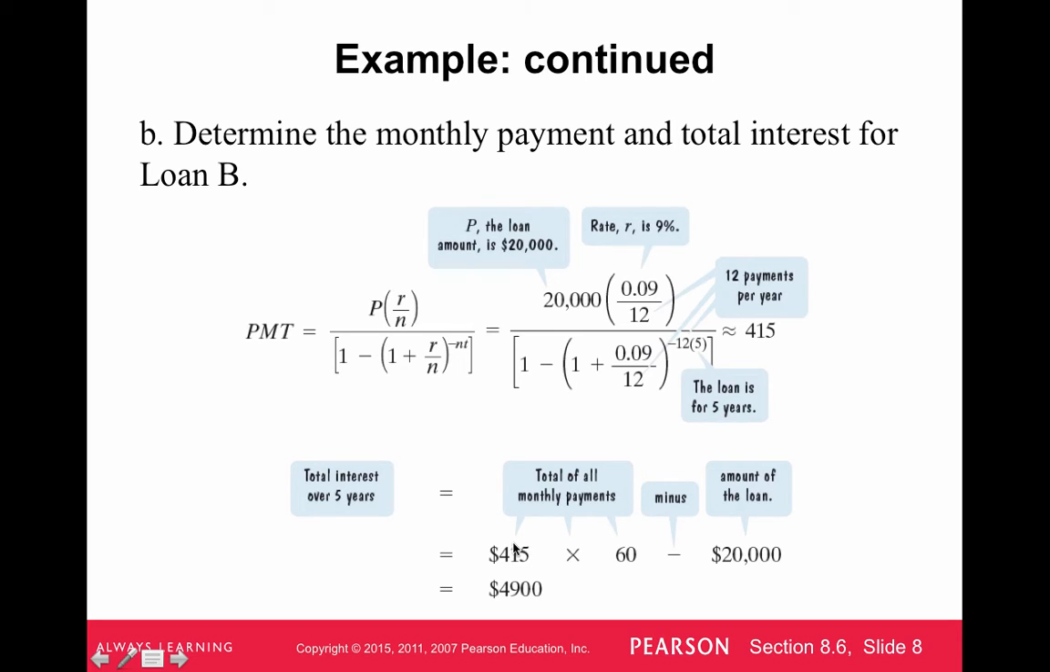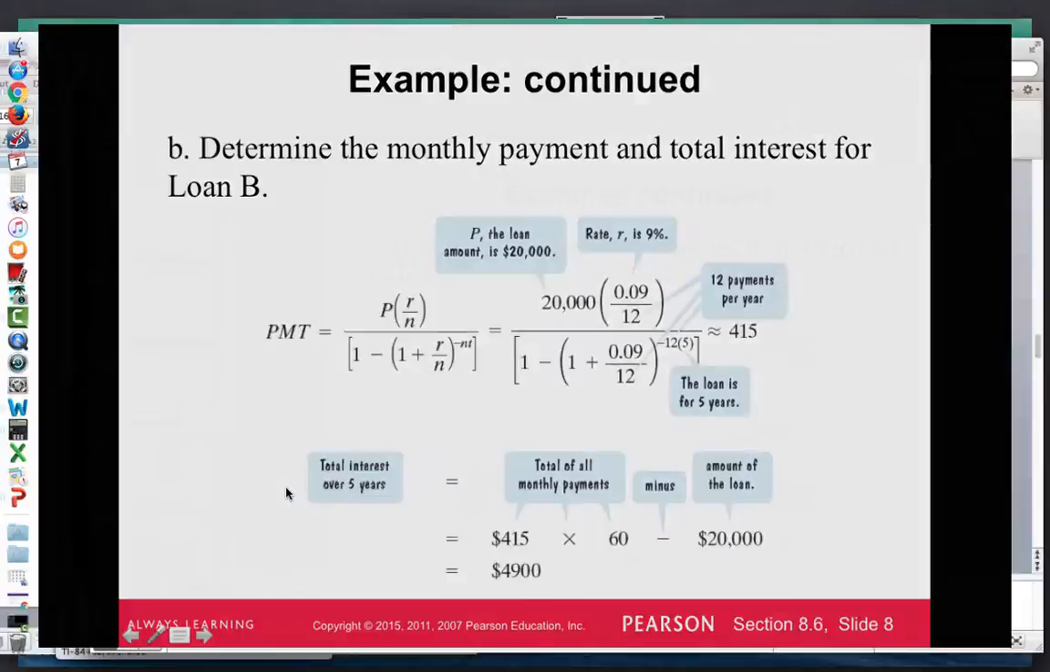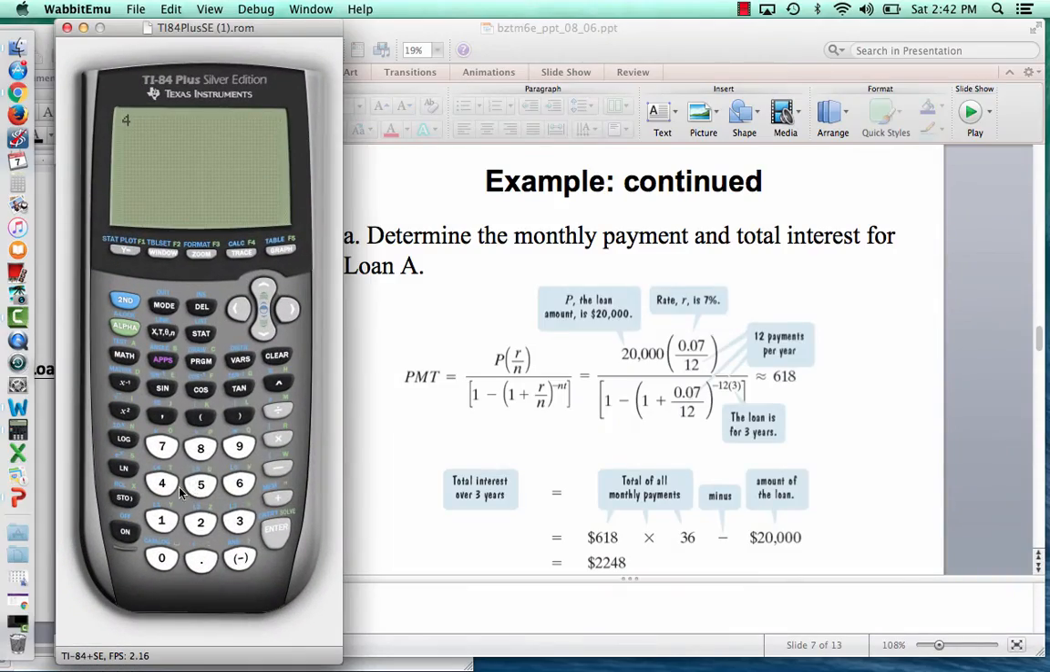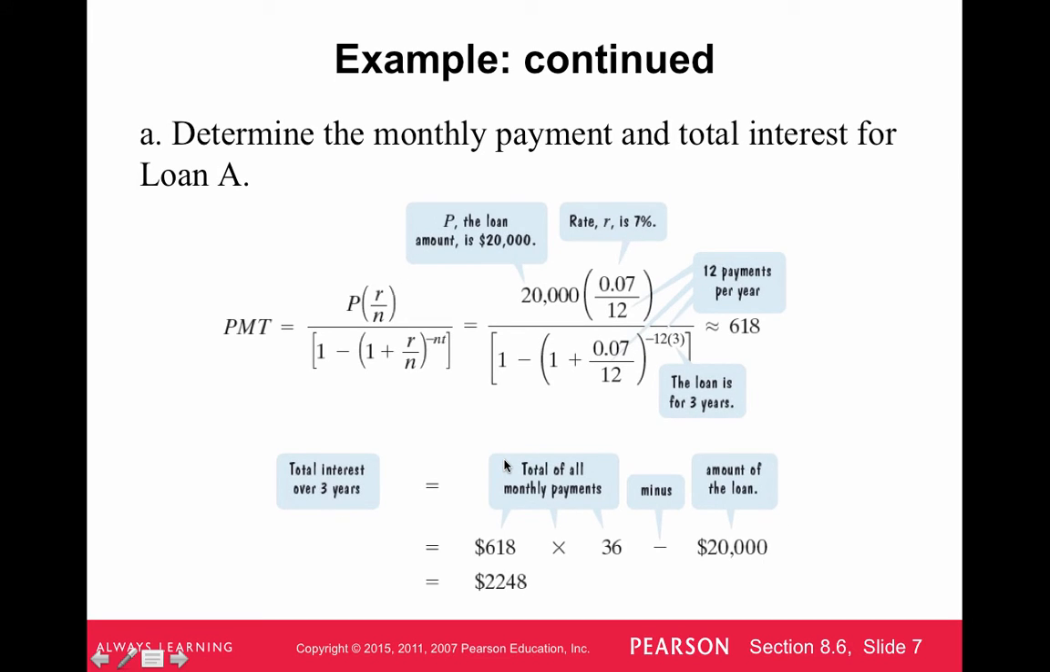But if you look at the interest, $415 times 12 times 5, which is, let me go to the wrong slide here. Oops. 415 times 12 times 5, monthly payments for 5 years. You'll spend $24,900 to borrow $20,000. So your interest will be $4,900. So the interest is more.